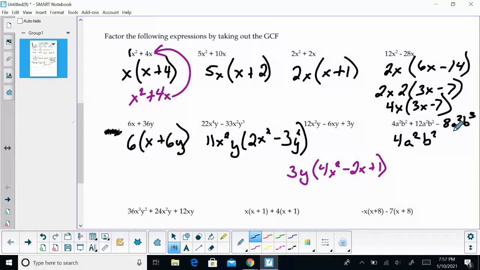But I'm going to stop right here just for a second. Do we have any way that we could simplify this down? Yeah, look, these guys are like terms right here. So I'm going to erase what we just did. And let's go ahead and combine those like terms. 4 plus 12 would be 16.